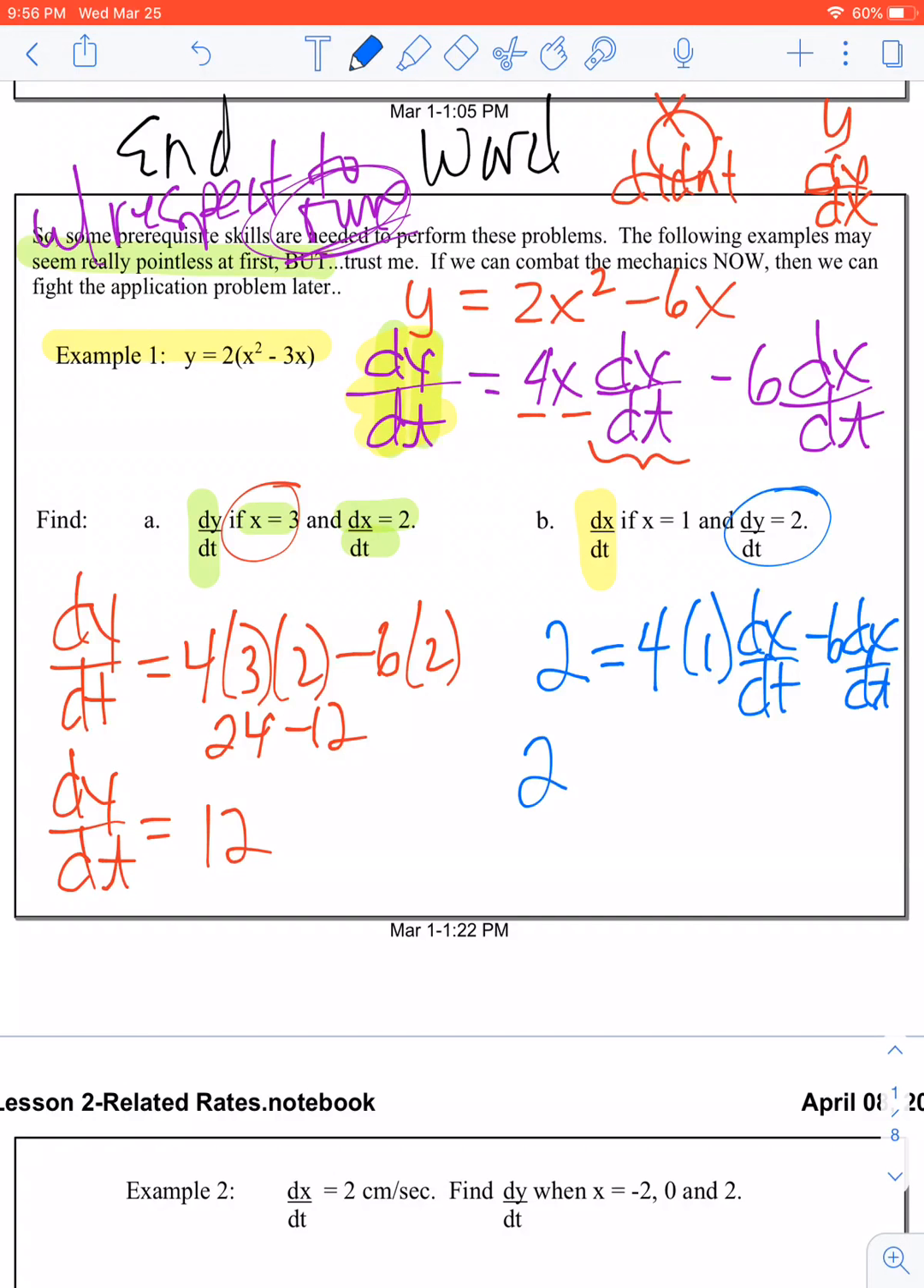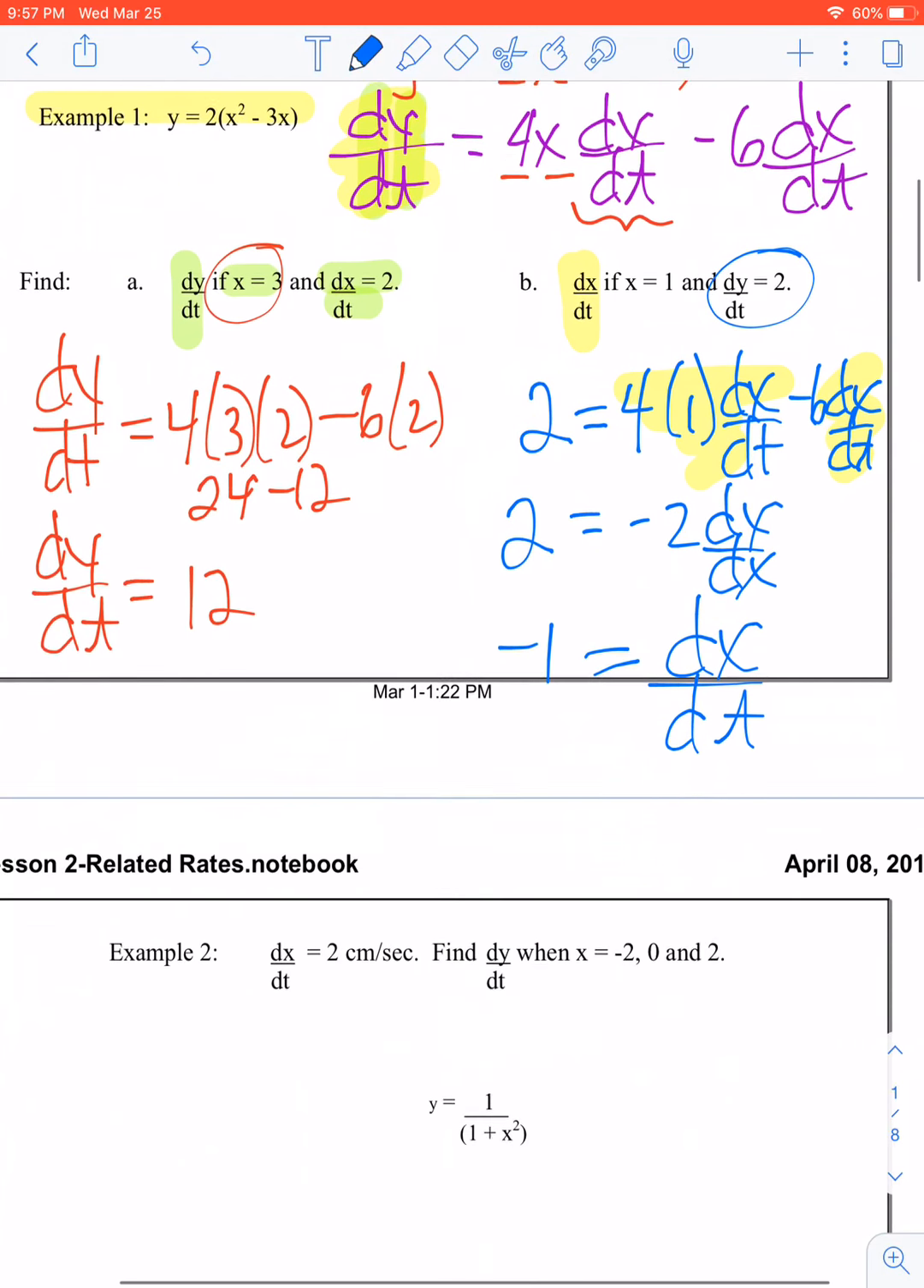So this is 2, and I have 4 dx/dt's minus 2 dx/dt's. So that would give me a total of negative 2 dx/dt's. So when I divide by negative 2, this means, again, it's a pointless problem, but the rate of change of x with respect to time would be negative 1, and whatever those units would be.